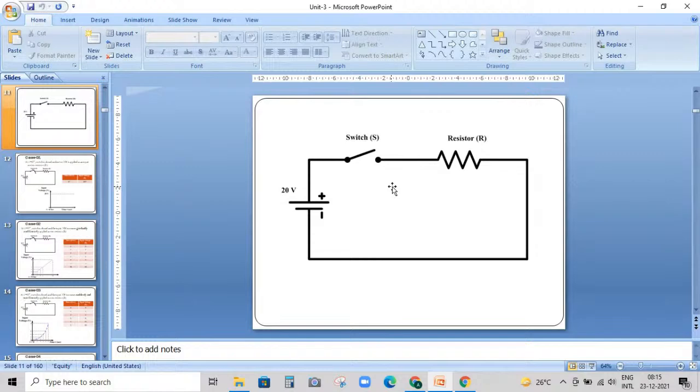In the next lecture, we will start and discuss in detail the concept of steady state error. Thank you.